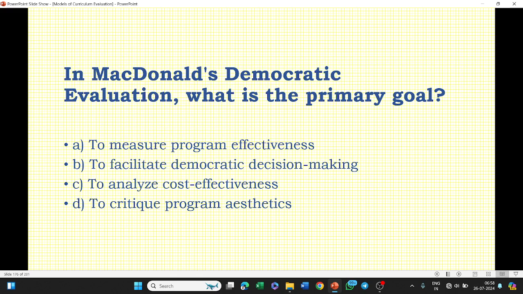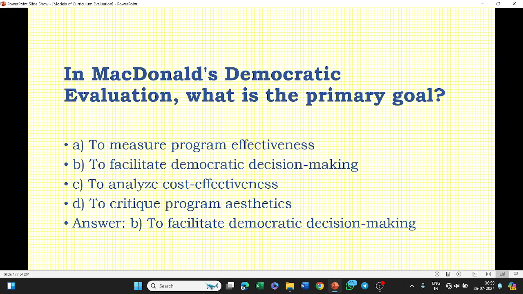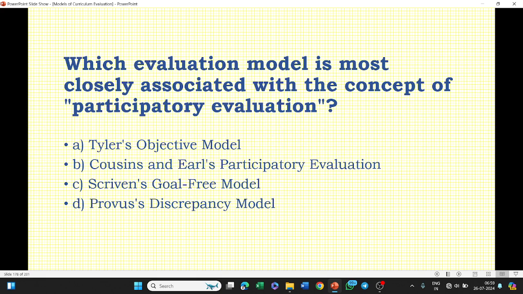In MacDonald's democratic evaluation, what is the primary goal? Options: to measure program effectiveness, to facilitate democratic decision making, to analyze cost effectiveness, to critique program aesthetics. The answer to this question is option B, that is to facilitate democratic decision making.